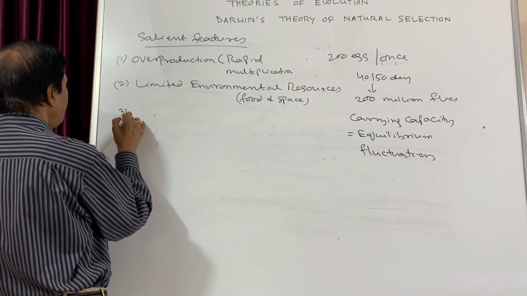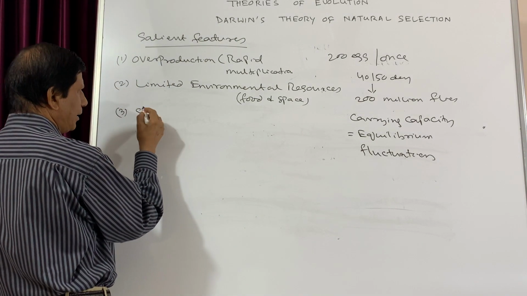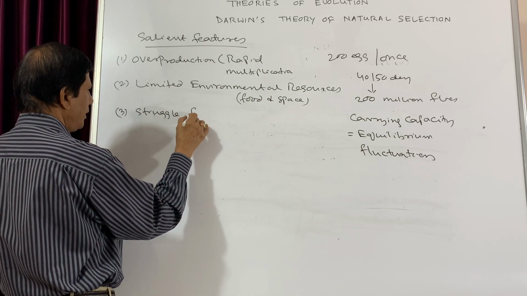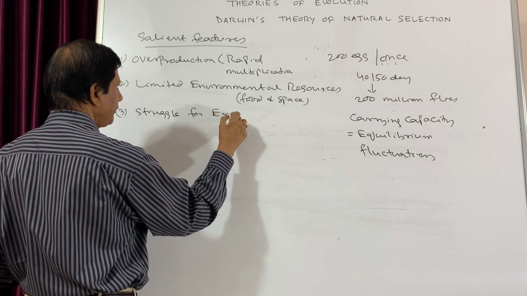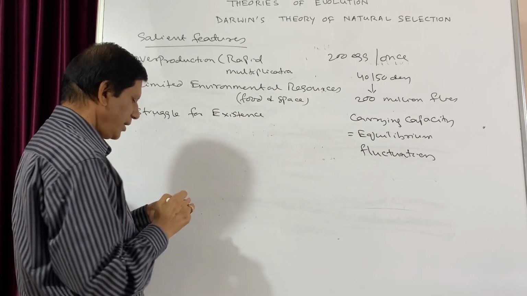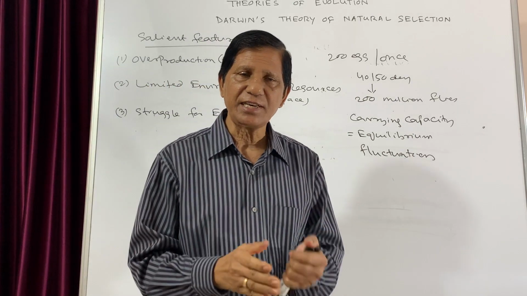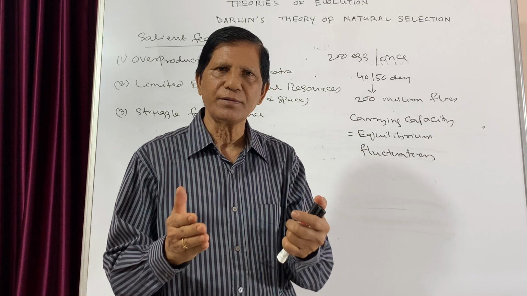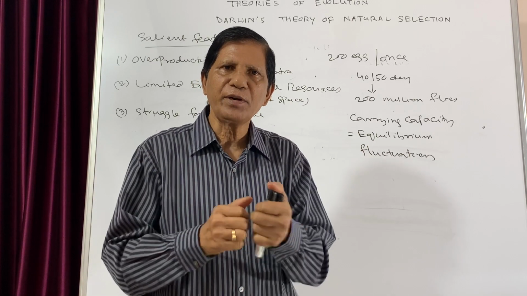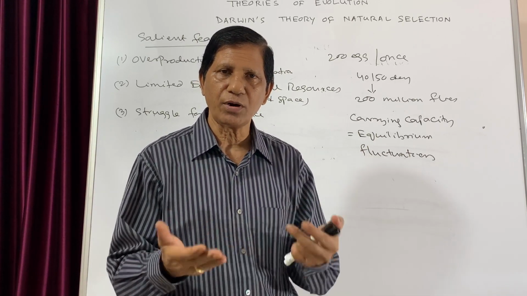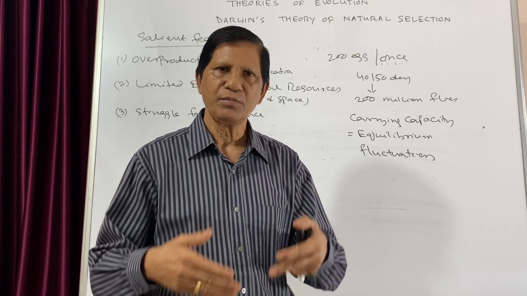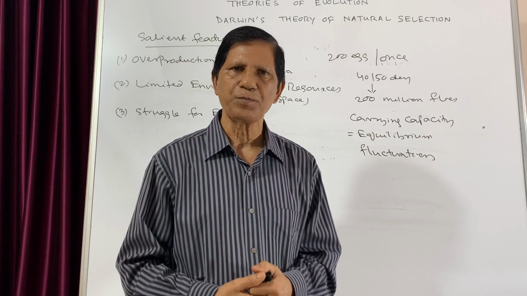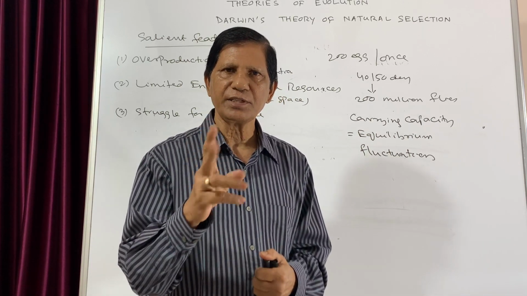Now come to the third point, struggle for existence. When the space is limited, the food is limited, and so many organisms are there, what will happen? There will be struggle between the different organisms for food, for shelter, for light, for water, for oxygen, for everything. And this struggle is mainly of three types.